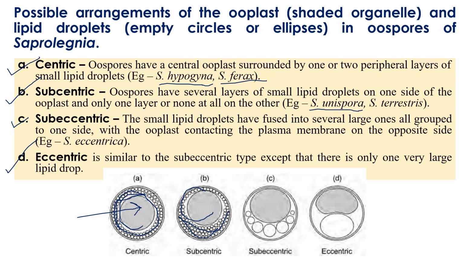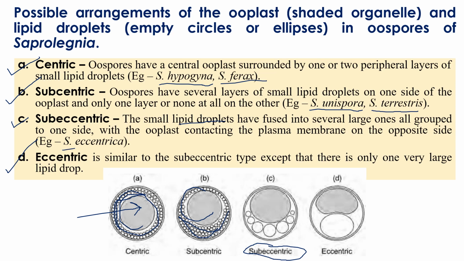Examples are Saprolegnia uniforma and Saprolegnia terrestris. Subcentric: in the previous centric type the droplets are very small, but in subcentric all the small droplets combine or fuse together and appear like one very big droplet, and on the opposite side the ooplast lies completely against the inside wall of the oospore.